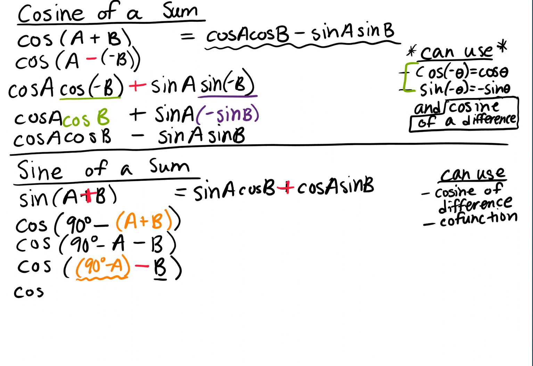Cosine of 90 minus A, that's my first angle, times cosine B, plus, remember with the difference formula, same as it was up here, it's adding, and then we'll do sine of the first angle, which is the 90 minus A, sine B.